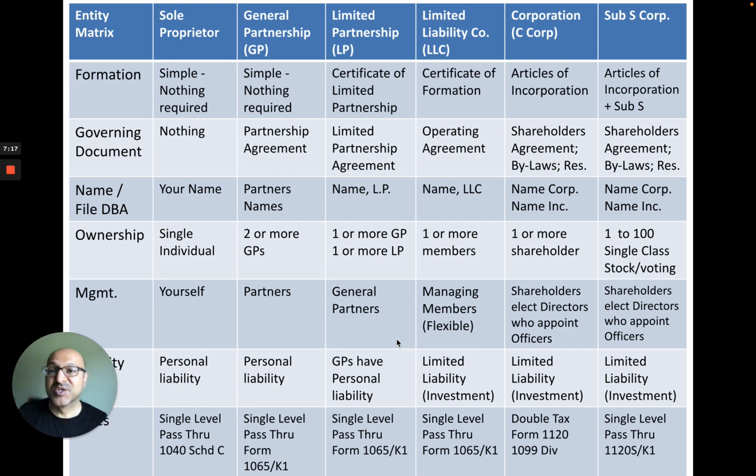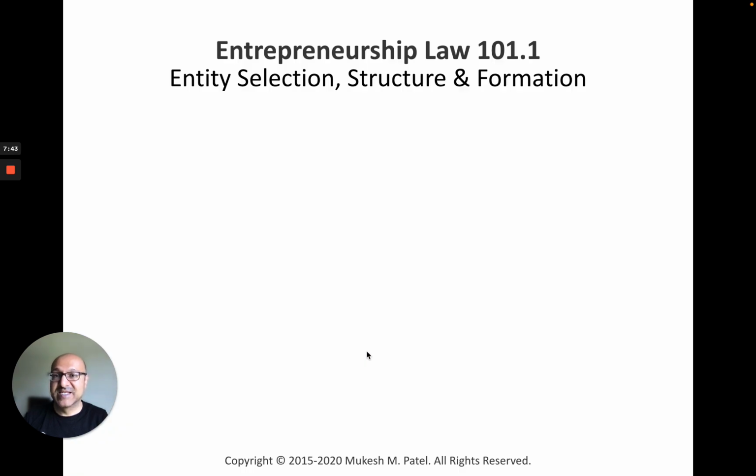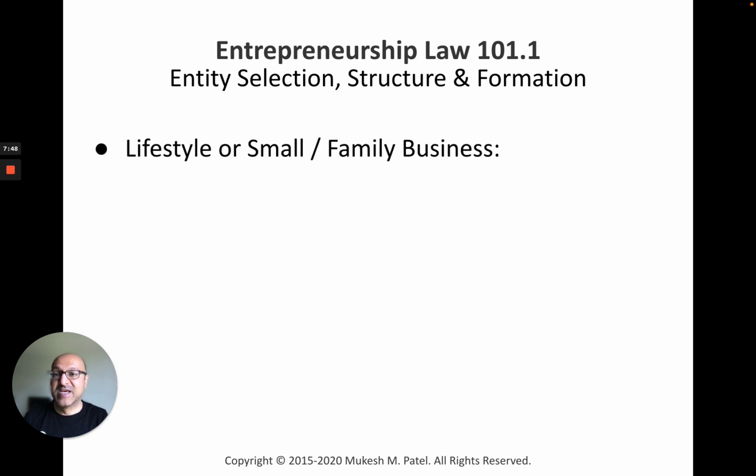I've created a simple chart that goes through these different types of entities, the most common ones from sole proprietor, GP, LP, LLC, C Corp, and S Corp, and measure that across the considerations of formation, governing docs, ownership, management, certain tax considerations, and liability considerations. At the end of all that, let's simplify this into what type of entity you really should have. So here's the simple algorithm for this.